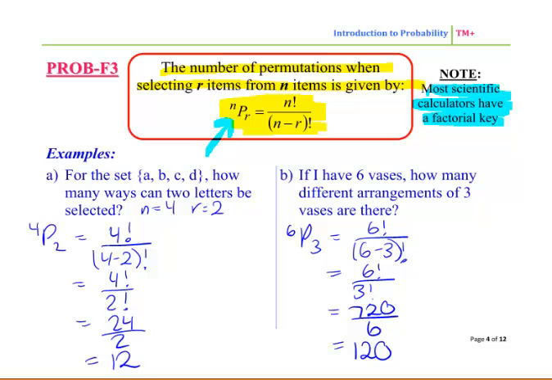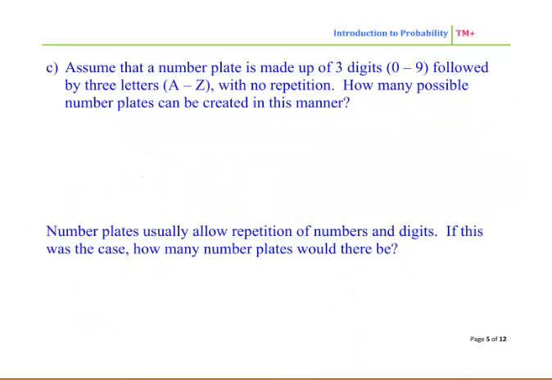Let's look at some more examples. Assume that a number plate is made up of 3 digits, 0 to 9, followed by 3 letters, A to Z, with no repetition. How many possible number plates can be created in this manner?